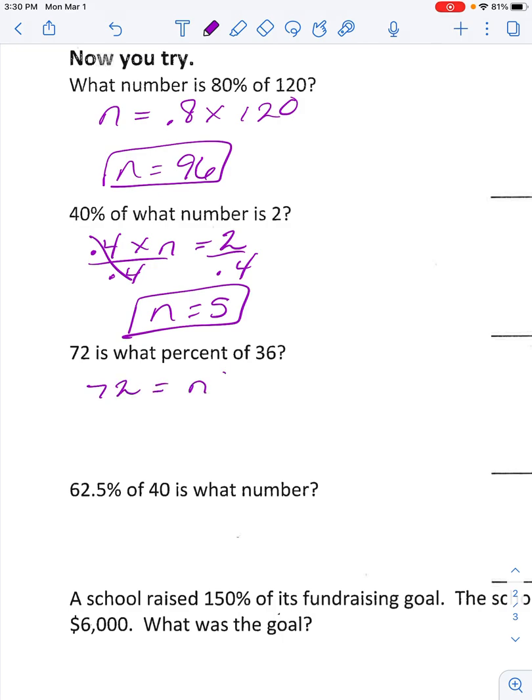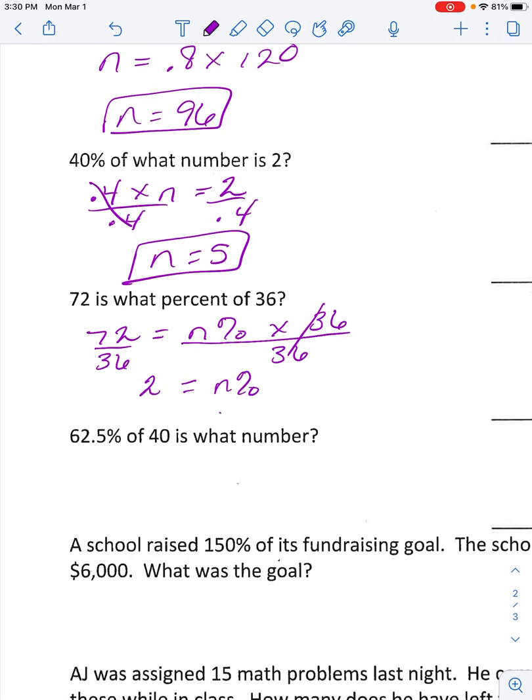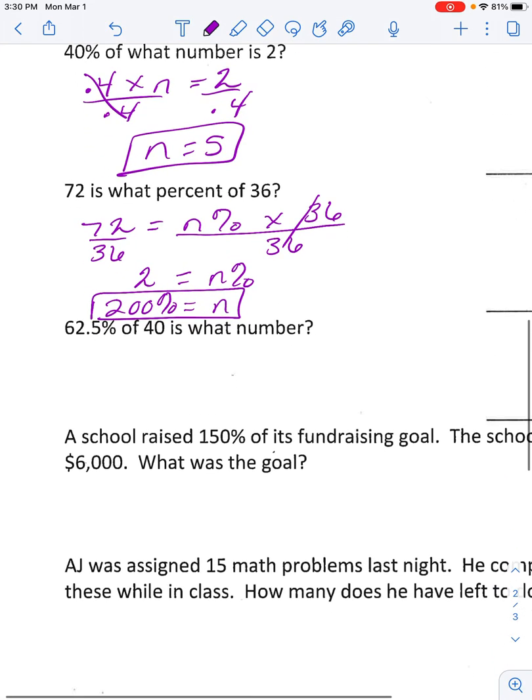72 means equals what percent? Hopefully you wrote it like that. Of means multiply, 36. We're going to divide both sides to get that percent by itself. 72 divided by 36 is 2. Now that's not a percent. 2 wholes is what percent? 200%. Okay.